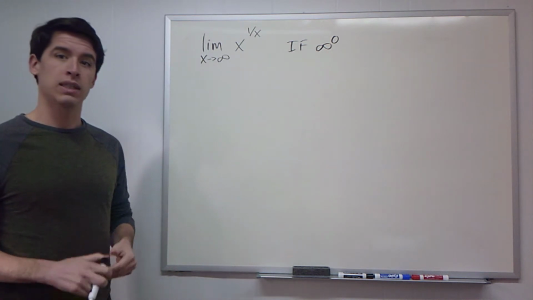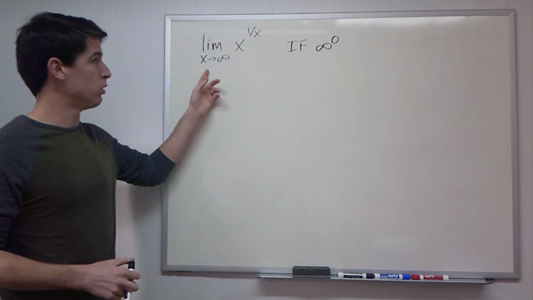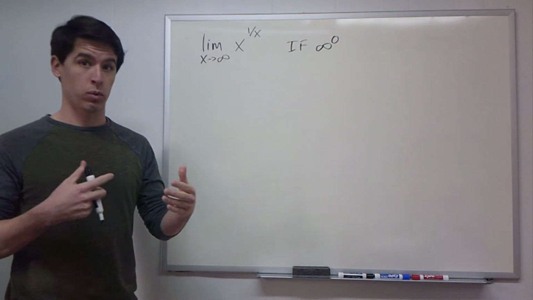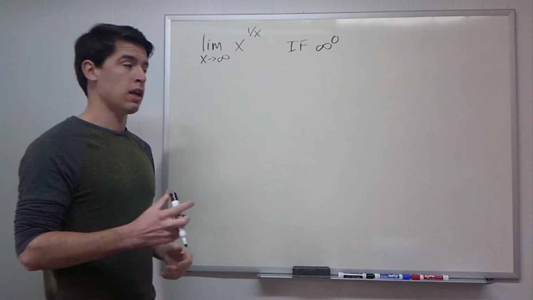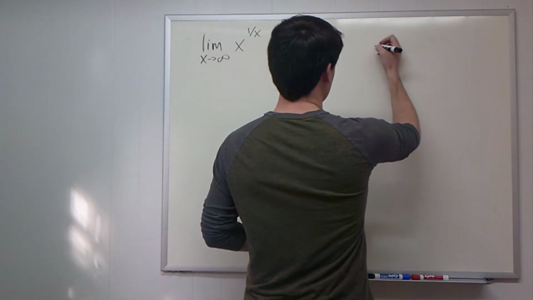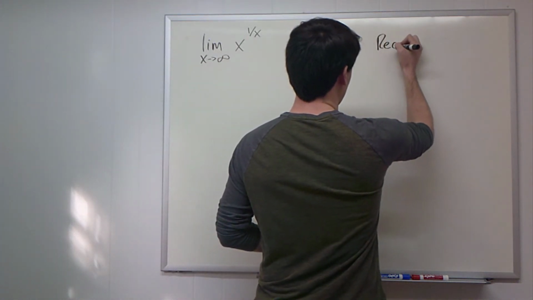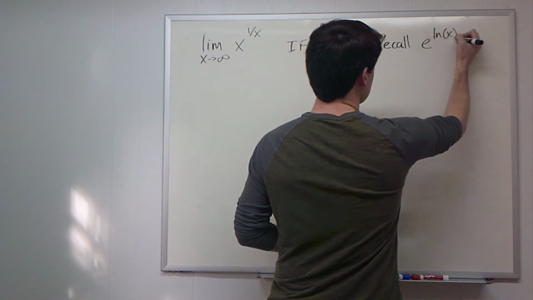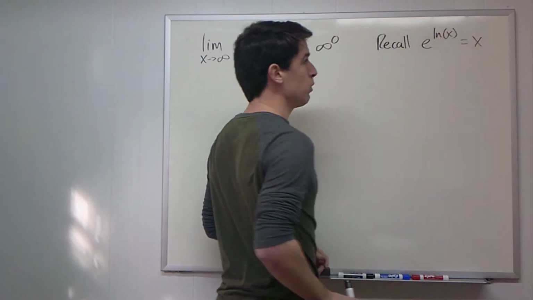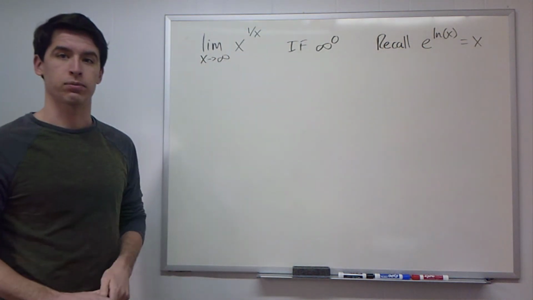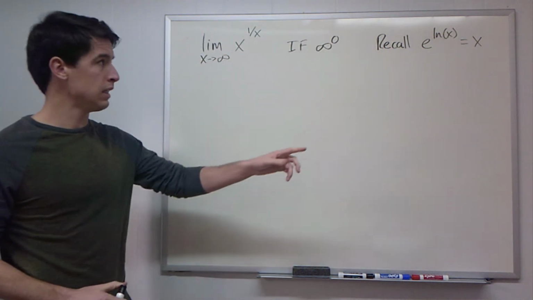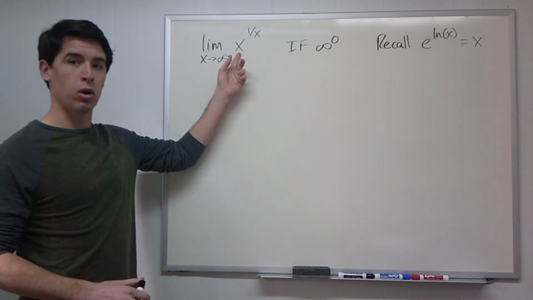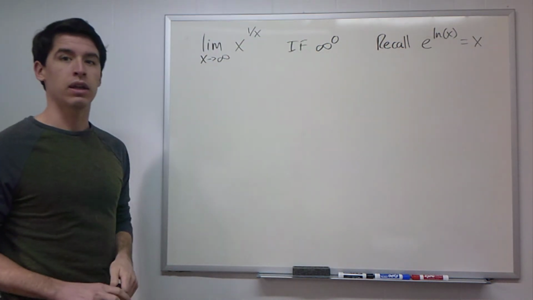Now there's a common technique that we can use to rearrange this indeterminate form to get it to a place where we can evaluate the limit, and that method involves the fact that e to the natural log of x is equal to x. And let's see how this fact applied to x to the 1 over x can help us evaluate this limit.